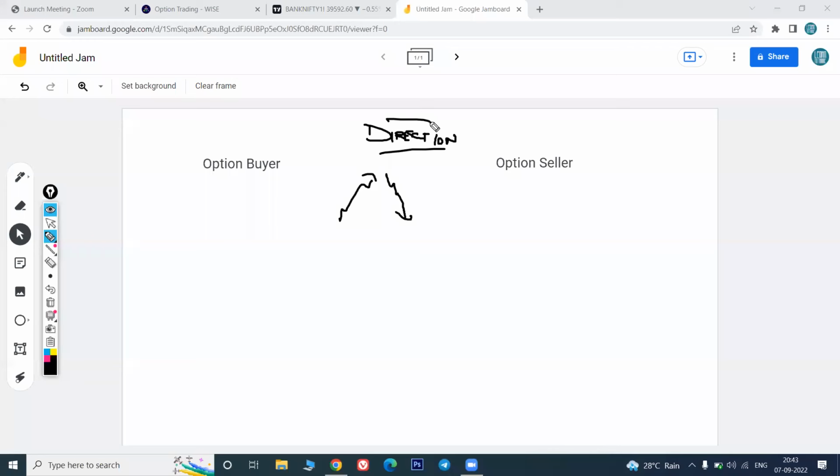Point number one, very, very common important thing. Especially, an option buyer requires more clarity of direction compared to an option seller. The clarity of direction in options is very, very important.